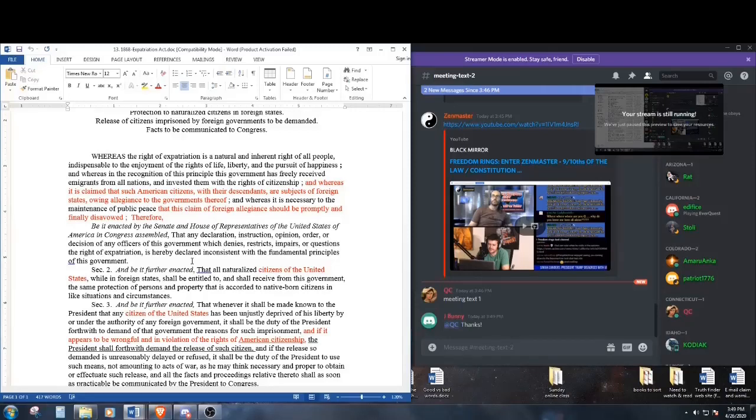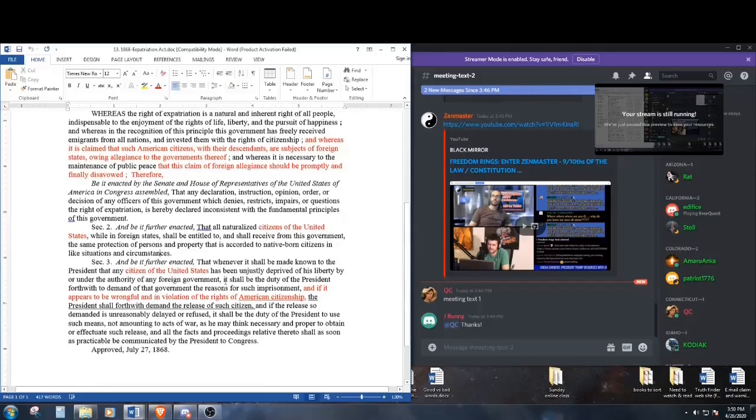Yep. And be it further enacted, that all naturalized citizens of the United States, while in foreign states, shall be entitled to receive from this government the same protection of persons, right? Persons, not people. So you got persons here, and you have people up top. Okay, two different things. Protection of persons and property is accorded to native-born citizens in like situations and circumstances.